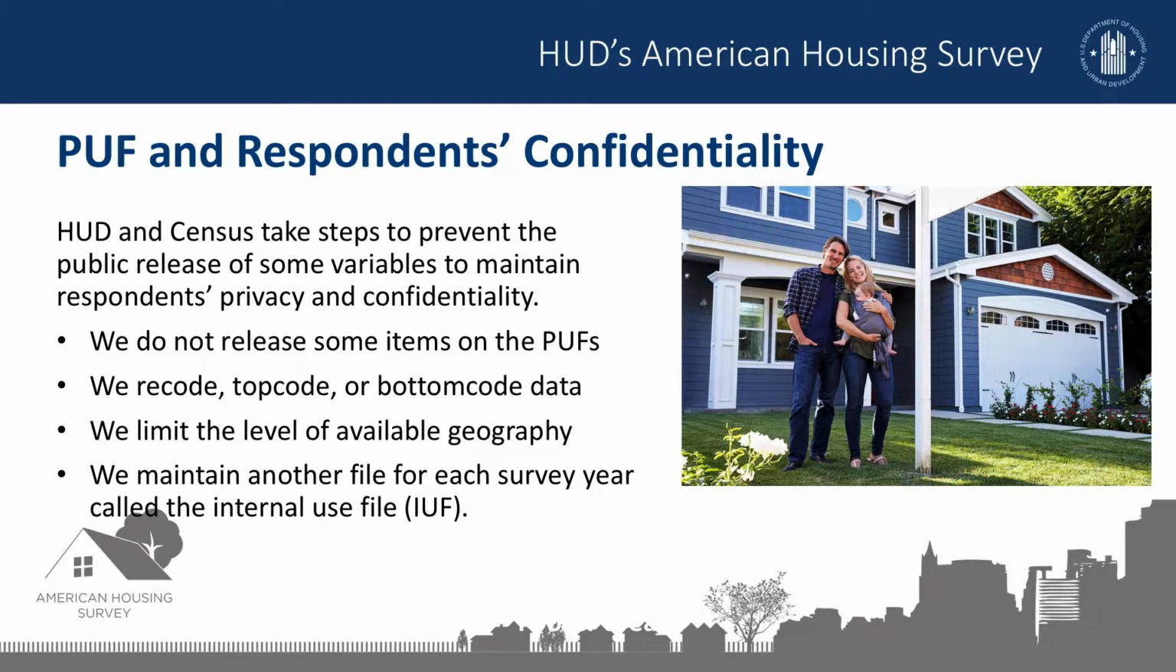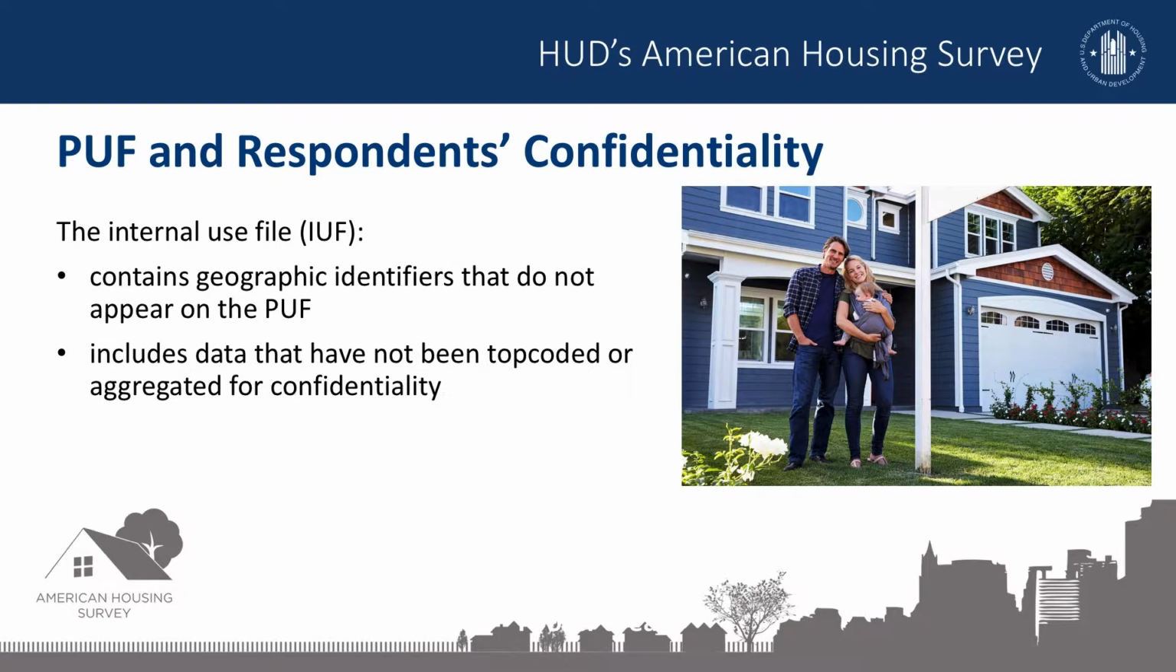The IUF includes these variables because we create it before we apply disclosure avoidance procedures. The AHS IUF contains geographic identifiers, for example the census tract, that do not appear on the PUF. It also includes data that have not been top-coded or aggregated for confidentiality. And, perhaps most importantly, it contains neighborhood variables that we cannot include on the PUF.